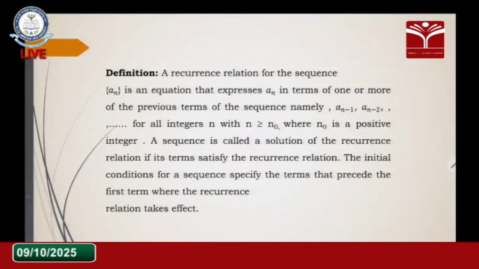So how do you define a recurrence relation? A recurrence relation for the sequence an is an equation that expresses an in terms of one or more of the previous terms of the sequence, say an minus 1, an minus 2, etc., for all integers n with n greater than or equal to some positive integer n naught. A sequence is called a solution of a recurrence relation if its terms satisfy the recurrence relation. The initial conditions for a sequence specify the terms that precede the point where the recurrence relation takes effect.